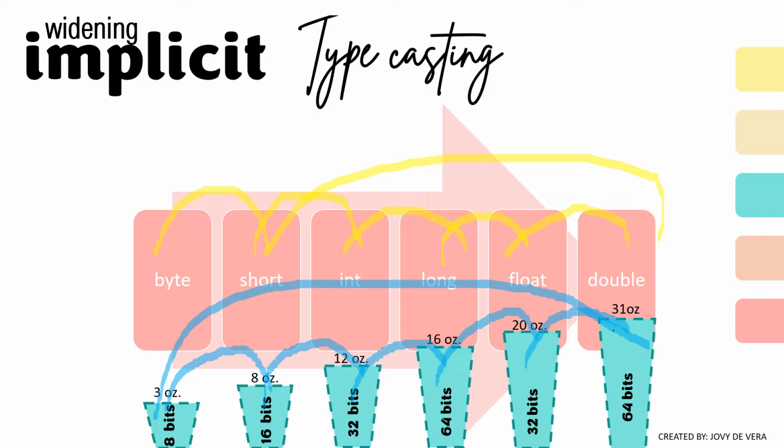This is how implicit casting works. As mentioned a while ago, implicit casting automatically converts a narrow data type into a wider range data type.